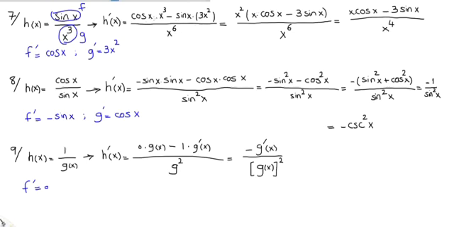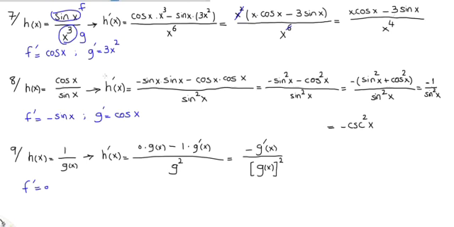In the numerator, we can factor an x squared. So we get x times cosine x from the first term here, and from the second term, we get minus 3 sine x. We cancel x squared against x to the 6. In the denominator, x to the 4th is left, and the numerator stays as x times cosine x minus 3 sine x.